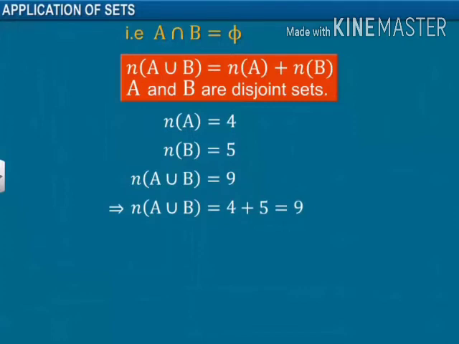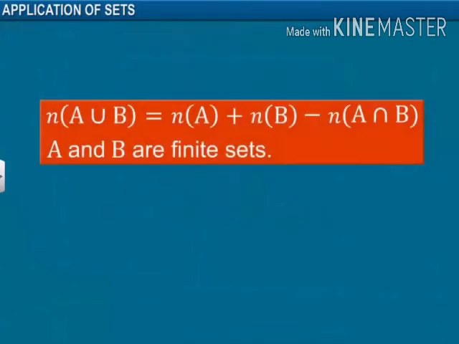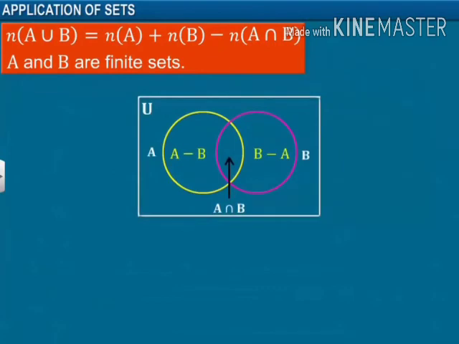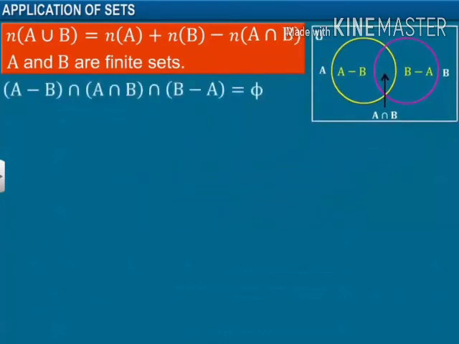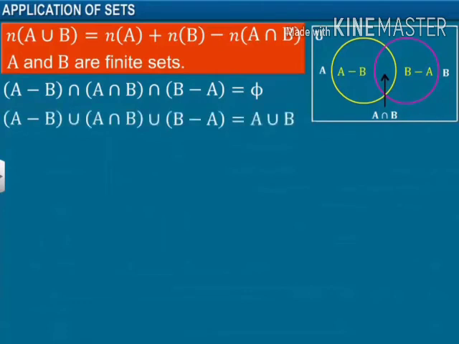Next, we will verify another relation shown here. The relation holds provided sets A and B are finite sets. Let's verify the relation with the help of a Venn diagram. From the figure, we can observe that the sets A minus B, A intersection B, and B minus A are disjoint sets. Also, the union of these three sets results in the set A union B. We will use this fact to obtain our original relation.